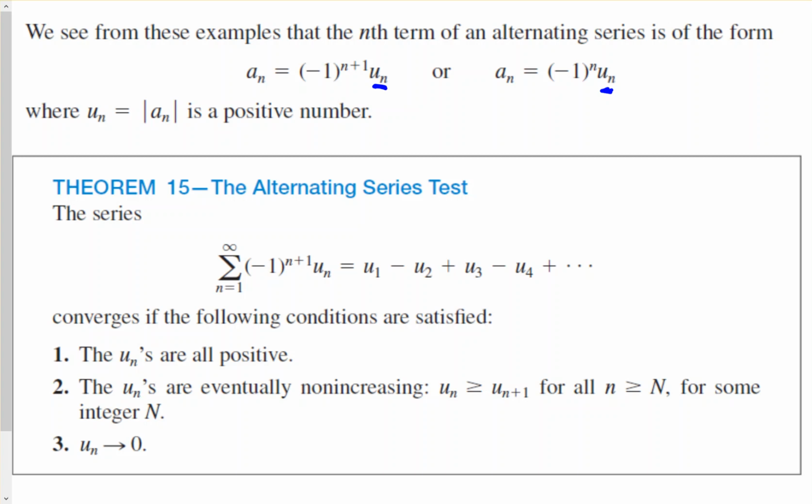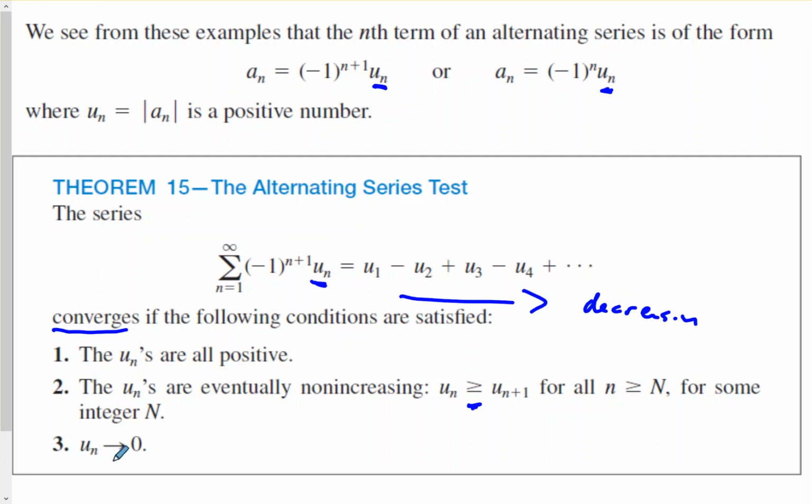So, the alternating series test states that an alternating series will converge if the following conditions are satisfied. The u_n's are all positive. As long as you look at the u_n's, if you took away the -1 to the power, think of it like the absolute value, they're all positive. The u_n's are eventually non-increasing, so as we go from one term to the next, they have to be either staying the same or decreasing. Notice the greater than or equal to. So going this way, they have to be decreasing or staying the same.